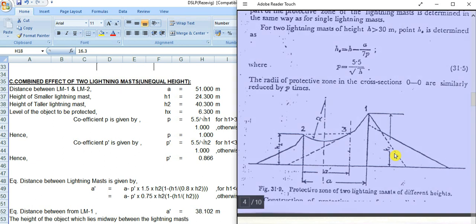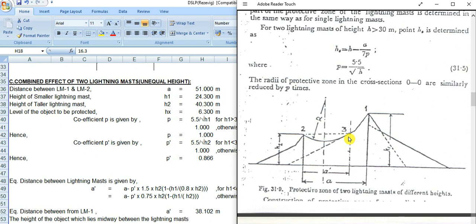This video will cover the DSLP protection, direct stroke lightning protection by the Rezevig method, by two lightning masts of unequal height. Suppose this is one lightning mast, number 1, and this is number 2 lightning mast. You can see this lightning mast LM2 height is smaller than LM1. So in this case, in between these two lightning masts, if there is any object at a certain height, then what will be the zone of protection?